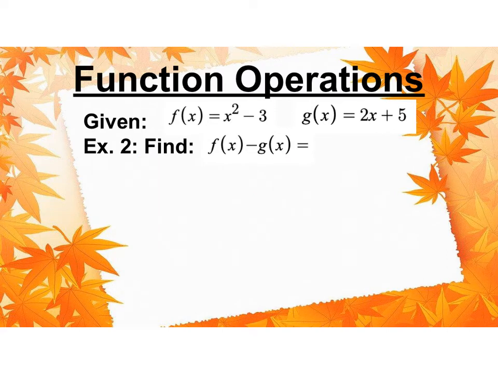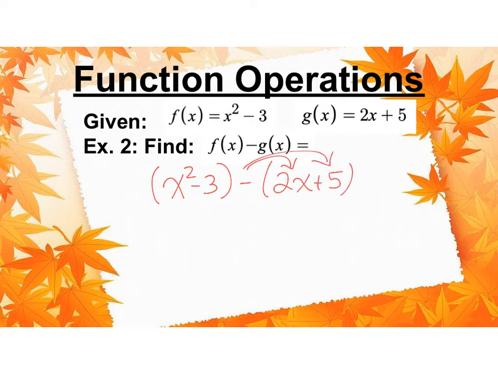In example 2, we're going to look at subtracting f of x and g of x. f of x minus g of x. This time we definitely need the parentheses because we have to make sure we're going to distribute that negative to both. So we get x squared minus 3 minus 2x minus 5. Simplify to x squared minus 2x minus 8.